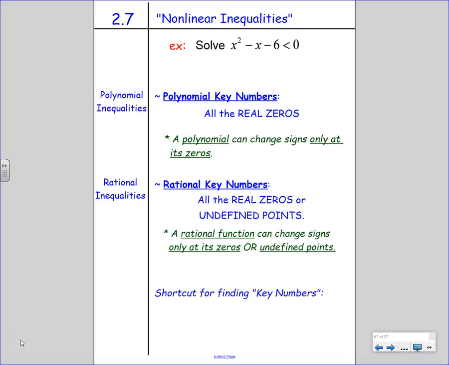Alright, this is the section that was not on the test. But it's still important, so we can't just totally skip it. So that's why we're going to still cover notes and we're still going to do homework on it. We do a little bit less than we did before.